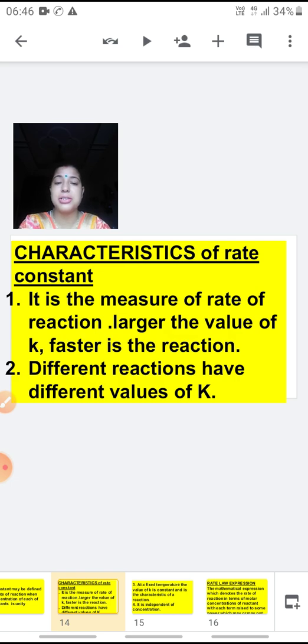Many a times it is given to you that the same reaction is taking place at two different temperatures, whether the values of K will be same or different. So, you have to say if it is taking place at two different temperatures, the value of K will be different. Now, if the same reaction is taking place at the same temperature, the value of K will be same. Now, many types of multiple choice questions can be made. You can see later on we will discuss.